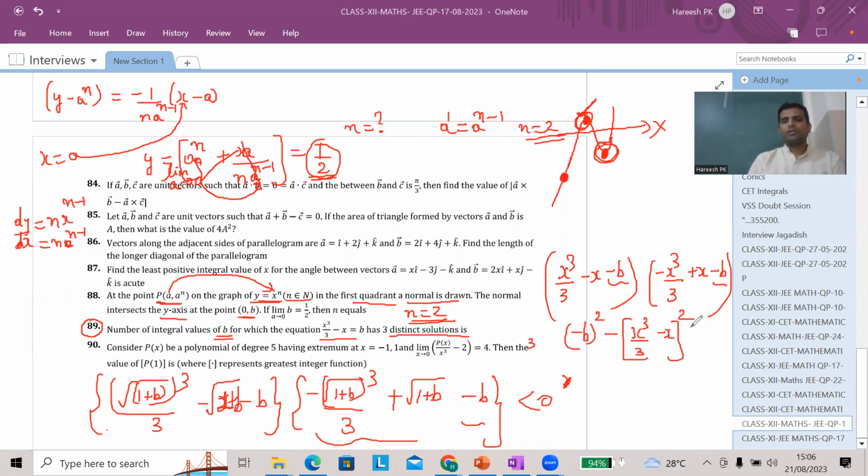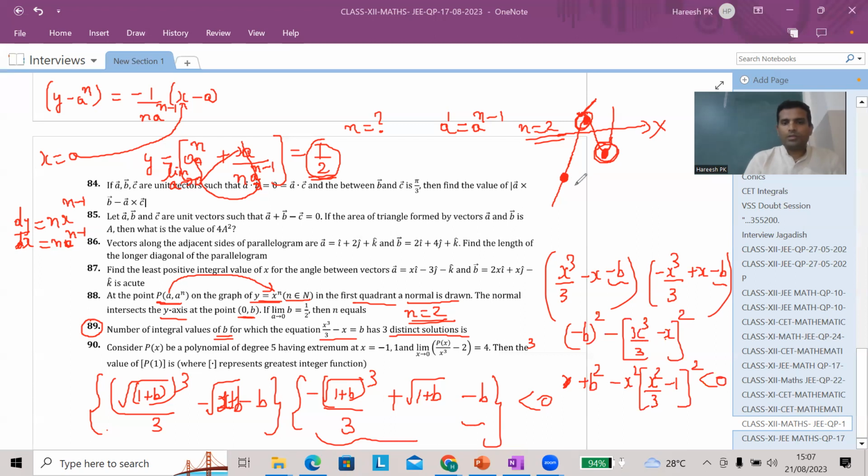So we can write like this, whole square. So x is common here. So minus b square, minus b whole square is b square, minus, I pull out x. So we get x square by 3 minus 1 whole square. And this whole thing should be less than 0.